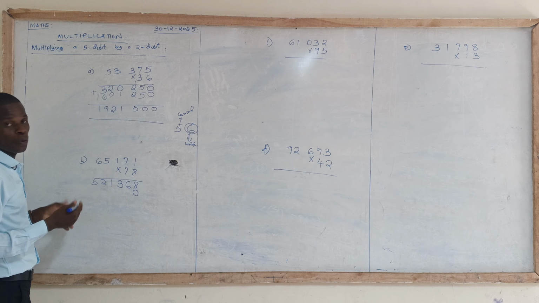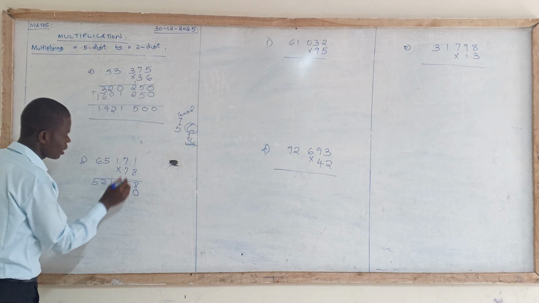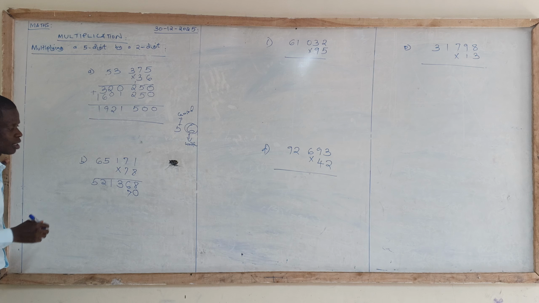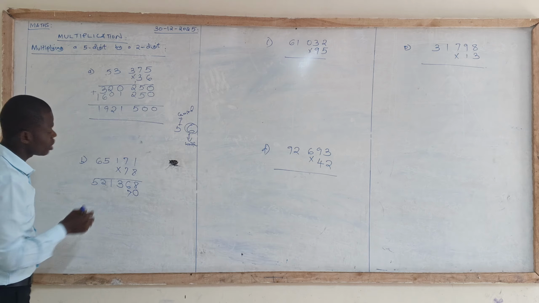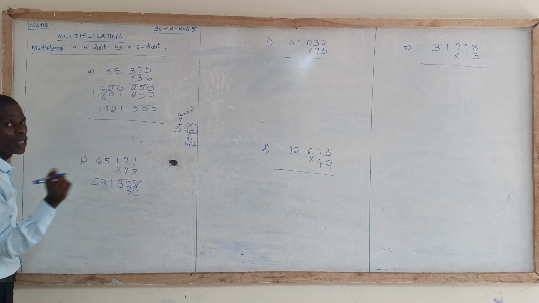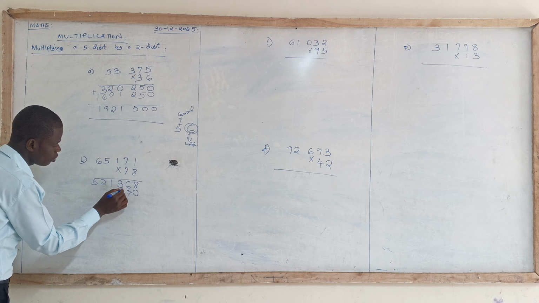So after adding 0, we can now multiply. 7 times 1, this is now 7. 7 times 7, what do you have? That is 49. Did we carry something? No. We just write 9.